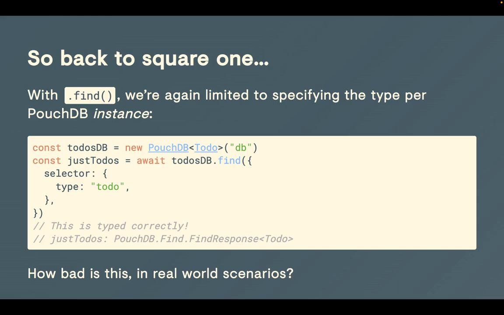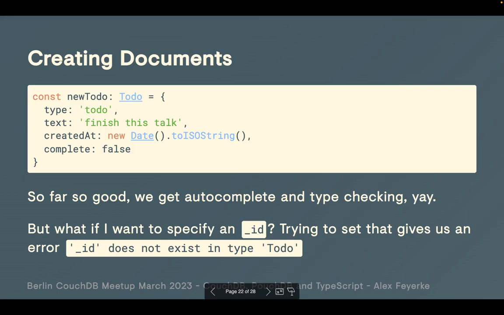Let's look at one more thing. Let's look at creating documents. So, yeah, this is fairly pedestrian. We have a new variable. We tell it it's a to-do. We add all the keys for that to-do. They all get type checked and auto-completed, and that's all very nifty.